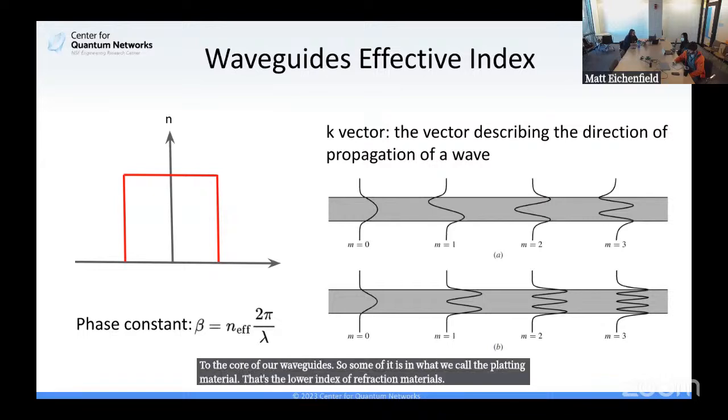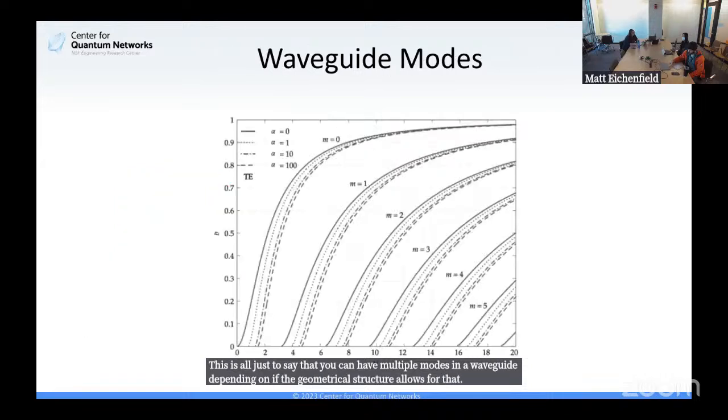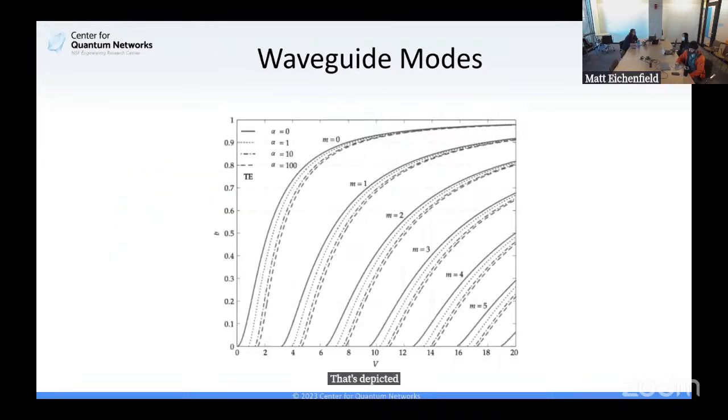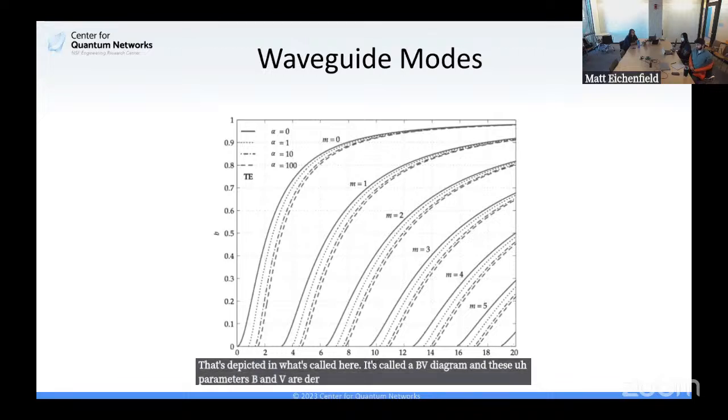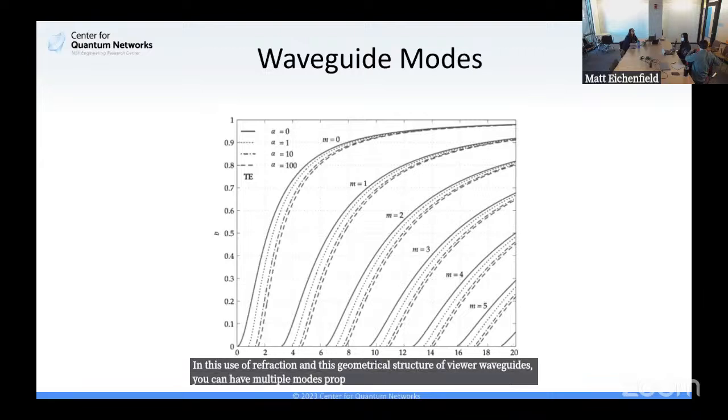This is all just to say that you can have multiple modes in a waveguide depending on if the geometrical structure allows for that. That's depicted in what's called a BV diagram, and these parameters B and V are derived through Maxwell's equations, waveguide theory math that we skipped over. But this is all just to say that depending on your indices of refraction and the geometrical structure of your waveguides, you can have multiple modes propagating in it, or you can reduce it down to single mode depending on what you want to do.